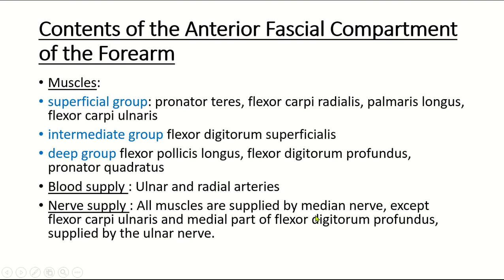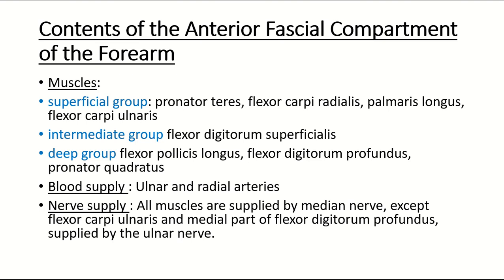So first of all, we will go through the muscles. They are present in three groups: superficial group, intermediate group, and deep group. The superficial group includes pronator teres, flexor carpi radialis, palmaris longus, and flexor carpi ulnaris muscle. The intermediate group is formed by the flexor digitorum superficialis. The deep group is formed by flexor pollicis longus, flexor digitorum profundus, and pronator quadratus.